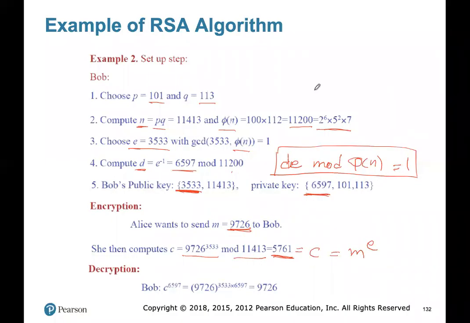Here, Bob at the recipient side calculates the ciphertext received, which is 5761 to the power of its private key, which is 6597. And based on Fermat's little theorem, I told you that this is going to be equal to 9726 to the power of this number, which again becomes this. So this way, Alice can send the message to Bob.